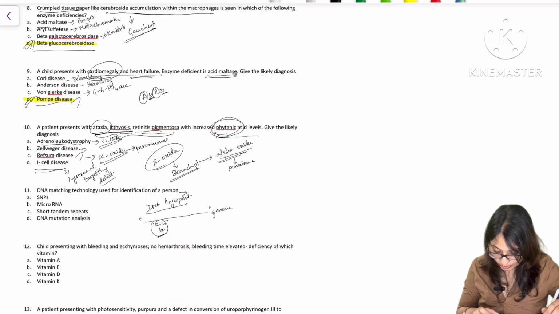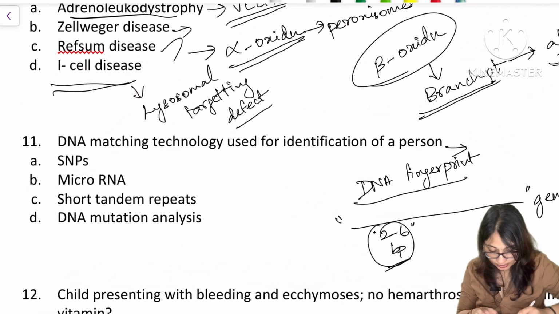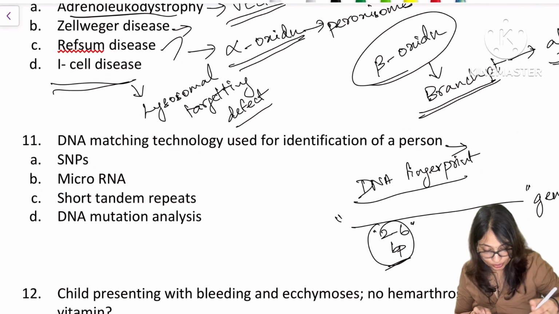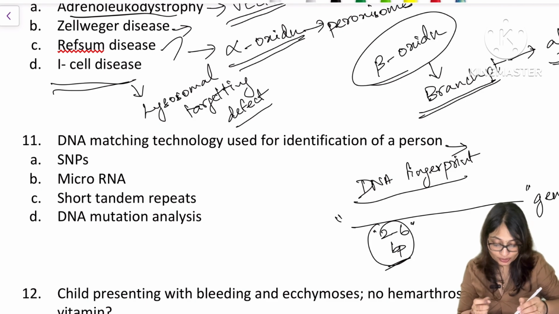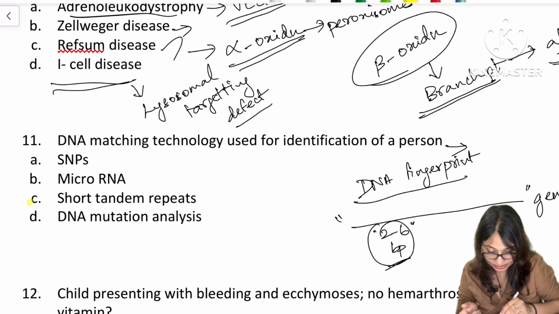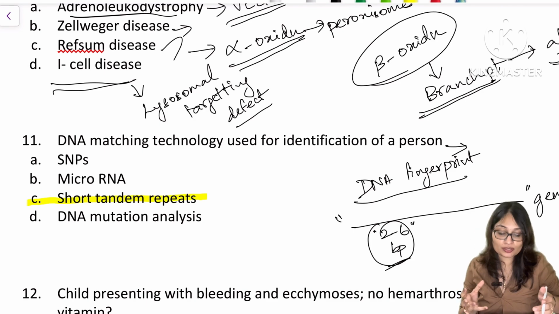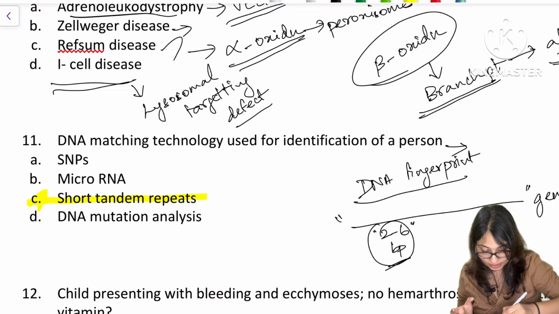So the answer here would be, since they've not given you DNA fingerprinting as such, what you have instead is short tandem repeats. The closest analogy would be short tandem repeats.